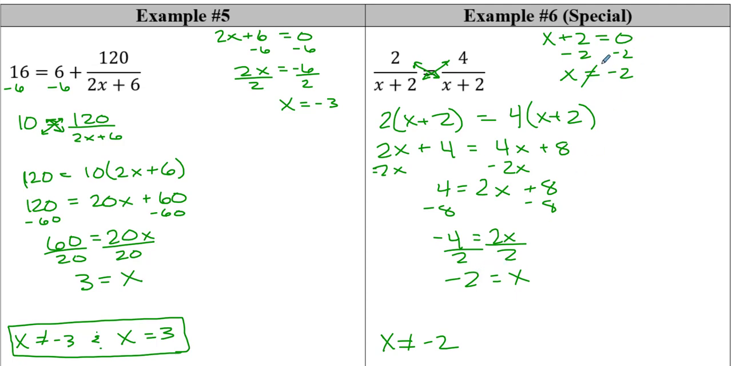So if we have a restriction of negative 2 and one of our solutions is negative 2, this would actually be a no solution, okay? Because we just stated we cannot use negative 2. So that makes this no solution for us. And you can either write it out or do the empty set. All right, let's take a look at our next examples.